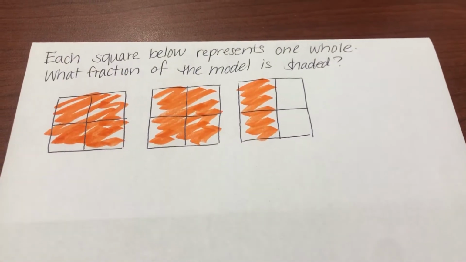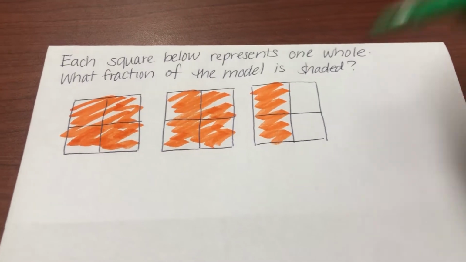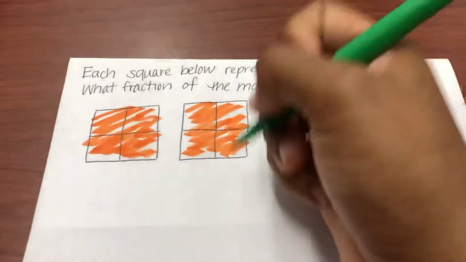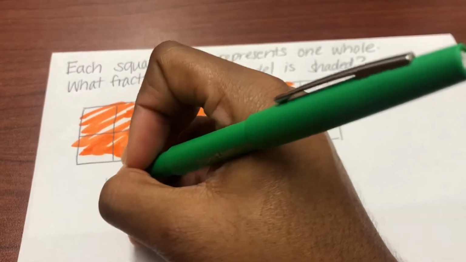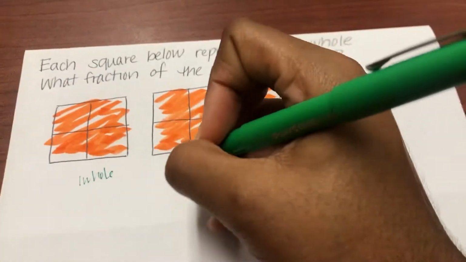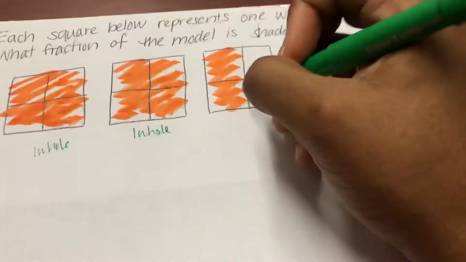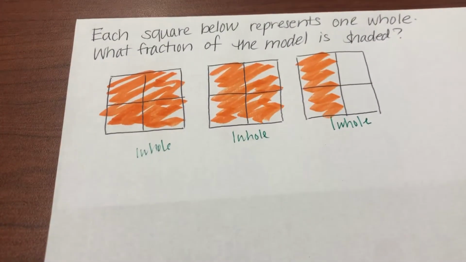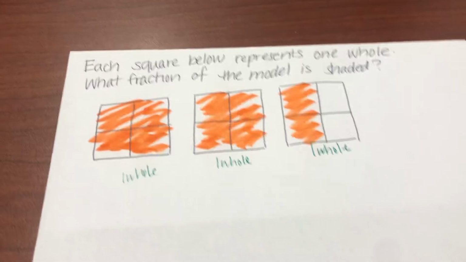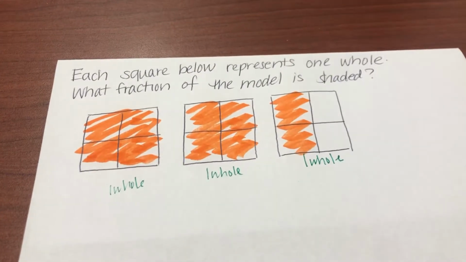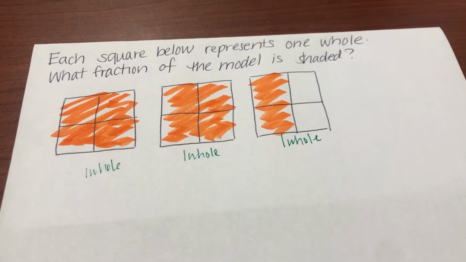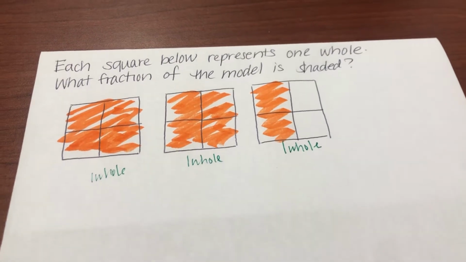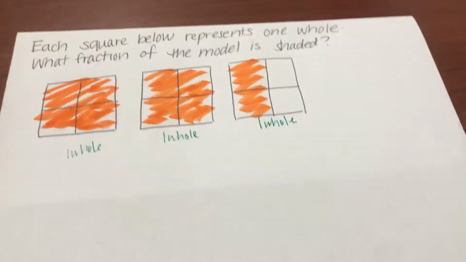Each square below represents one whole. Okay, so I'm looking at this and I see there are actually three wholes. So one whole, one whole, one whole. So there are three wholes in total. The question asks, what fraction of the model is shaded? Okay, so I look and I know I need to make a fraction that represents the shaded amount in orange.